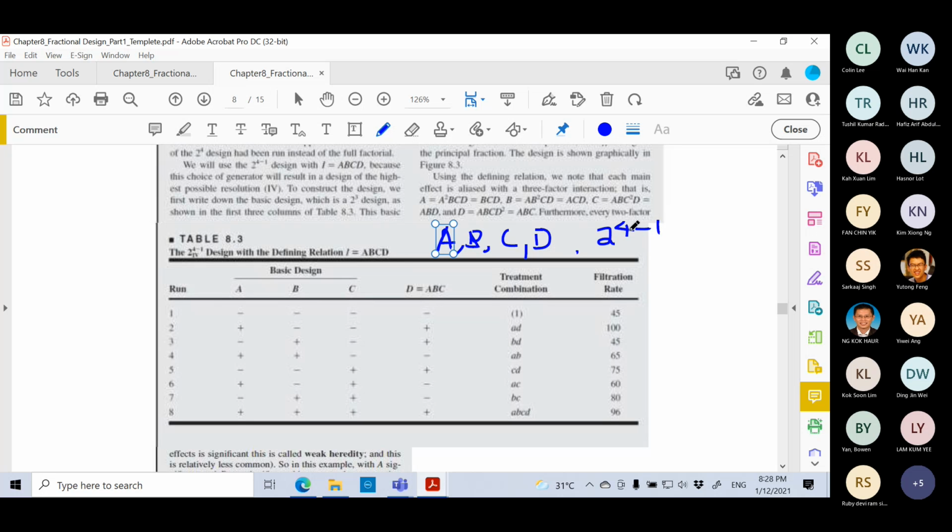If you have a power of 4, then we choose I equal to ABCD. Because we choose the highest resolution, the alias structure will be less. I mean the main effect, the two-factor interaction and the three-factor interaction. The alias structure will be less. So therefore, we will prefer to choose the highest resolution.